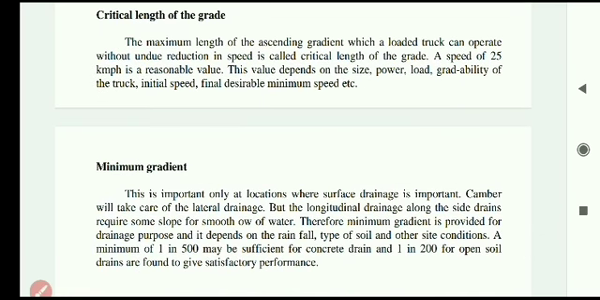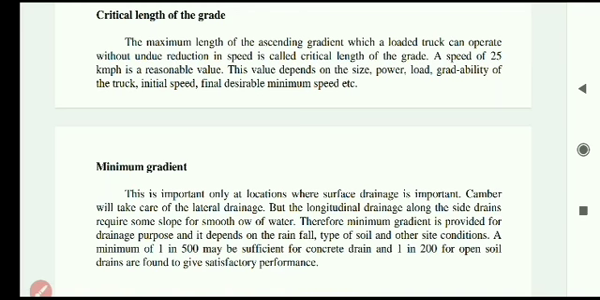It is provided across the mountainous or steep gradient. Last comes the minimum gradient. This is important only at locations where surface drainage is important. It means the important factor is to drain off the water immediately. No water should be retained. Across mountainous and hilly terrains, only this type of gradient is provided.